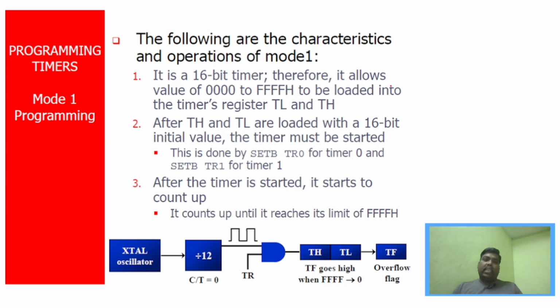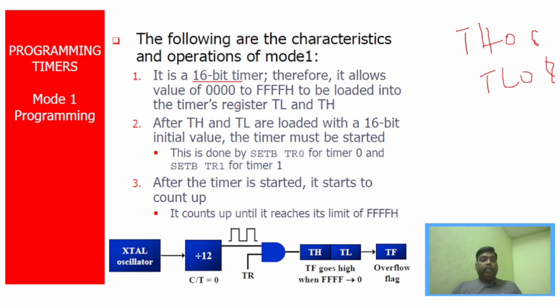Whatever I said right now are the steps to configure the timer in mode 1 operation. You can see here, the first thing is we're going to use a 16-bit timer. We know that TH0 and TL0 are 8-bit and 8-bit, so it is a 16-bit timer. Timer 0 is normally a 16-bit timer in the 8051.